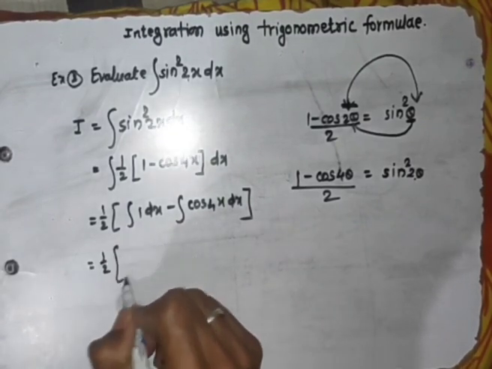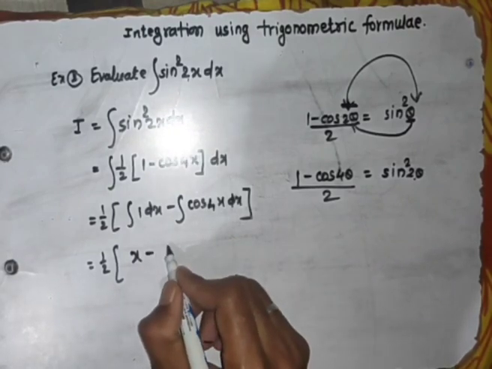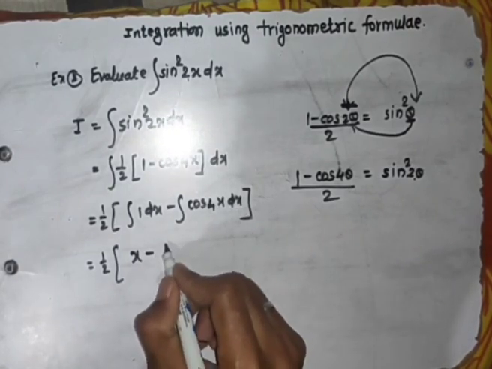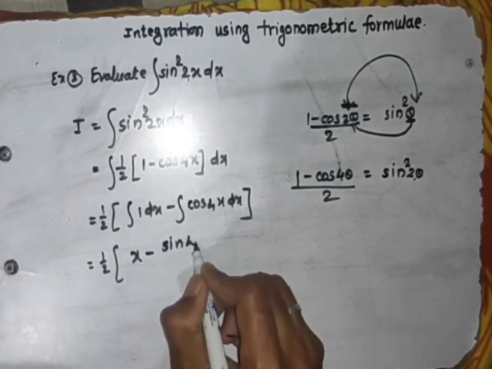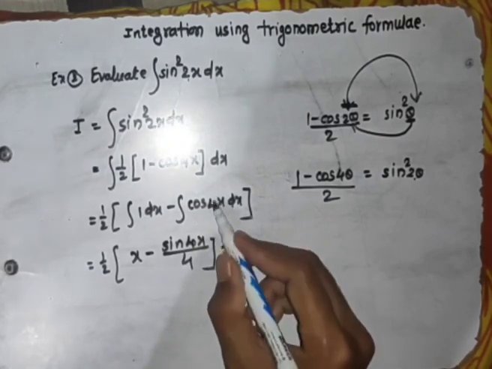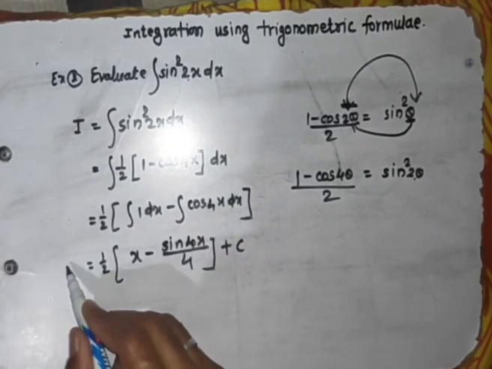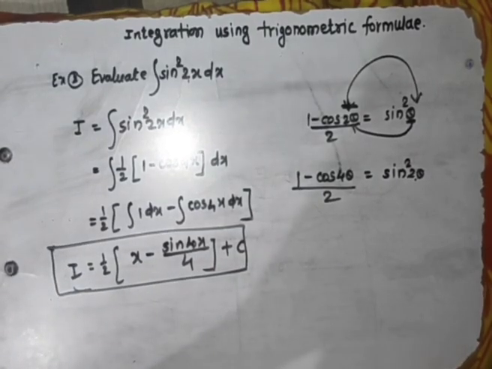Next, 1 by 2, what is the integration of 1? It is x. Minus, what is the integration of cos 4x? Integration of cos is sine 4x upon 4 plus c, using the composite integral. This will be the final value. Okay, note down the problem.